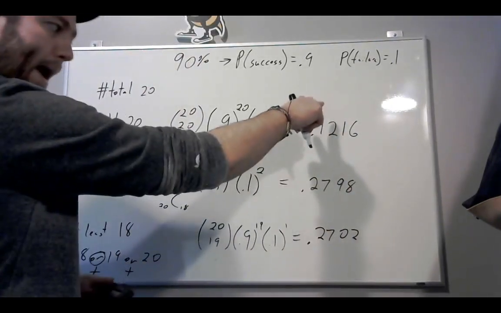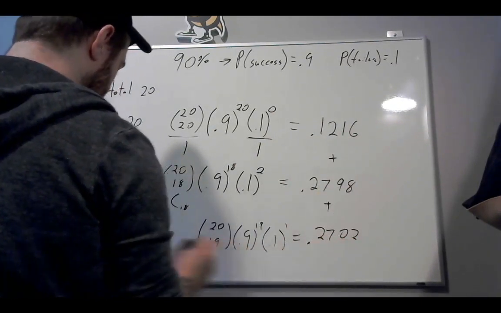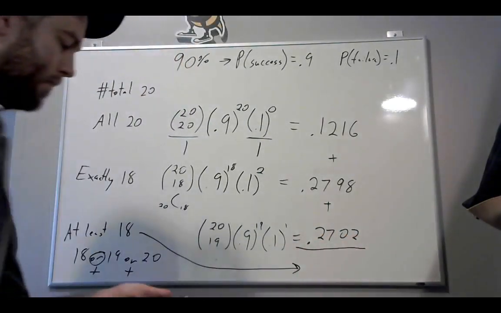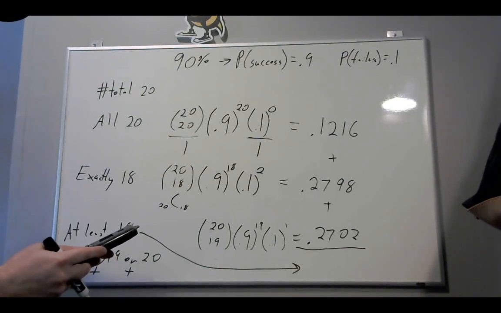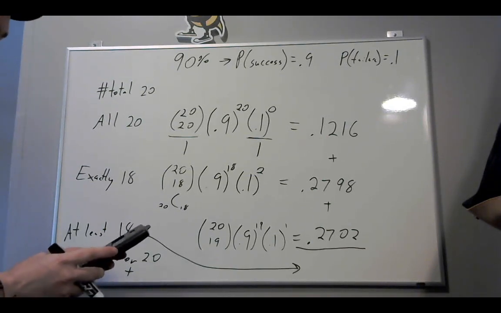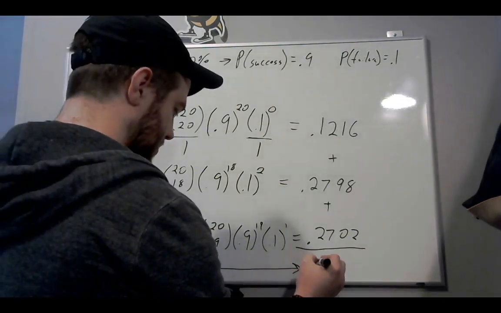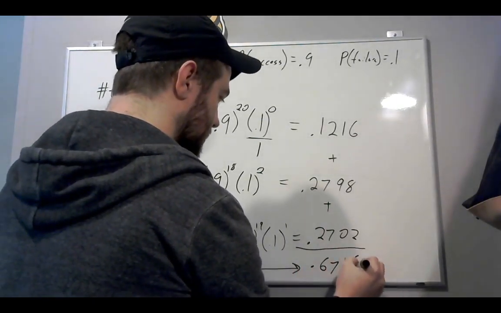I get 0.2702. So I'm going to add up all of these numbers to be able to answer this at least. I've rounded, so again, if you can, not round until the very final answer, that would be better. But this gives me 0.6716.